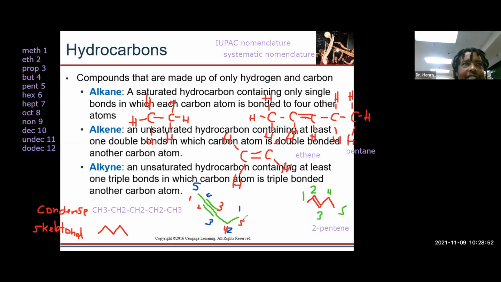Blue? Nope, no. We're going to use the red numbers because if we use the red numbers, the double bond is going to start at the 2 and then at the 3. But if we use the blue numbers, the double bond is going to start at the 3. So we want to try to give it the lowest number that we can give it. So we're going to use the red numbers. Okay, so then if we go to name this, oops.